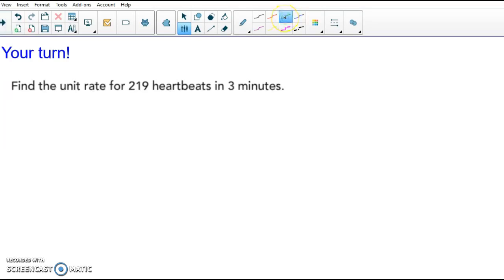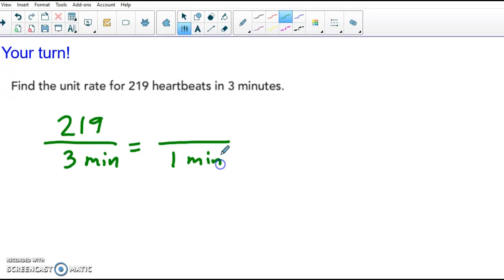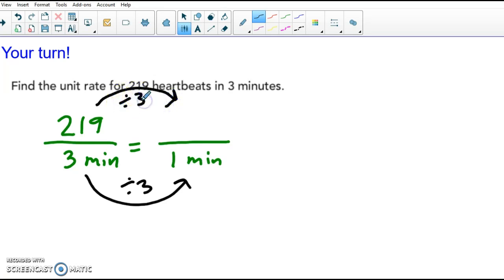Same thing here. The unit rate for 219 heartbeats in 3 minutes. Well, I want to know how many heartbeats in 1 minute. So of course, I need to divide by 3. Whatever I do to the bottom, I have to do to the top. So I know that 3 will go into 21 7 times, and 3 will go into 9 3 times. So that would be 73 heartbeats per minute.